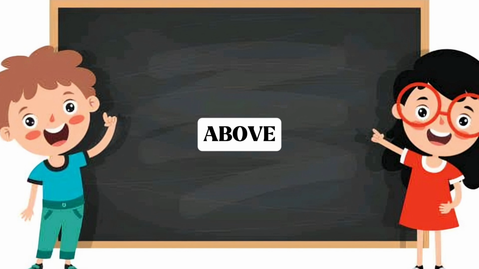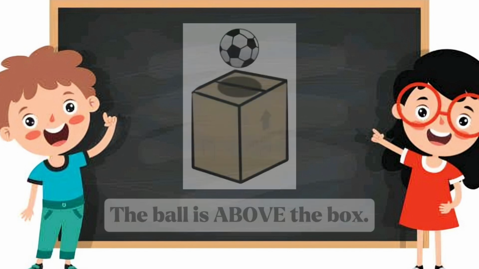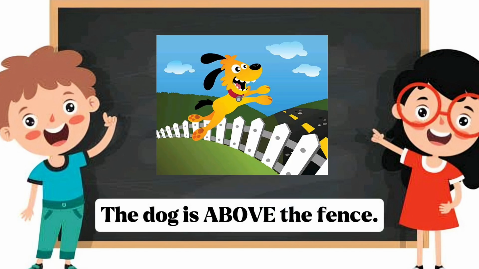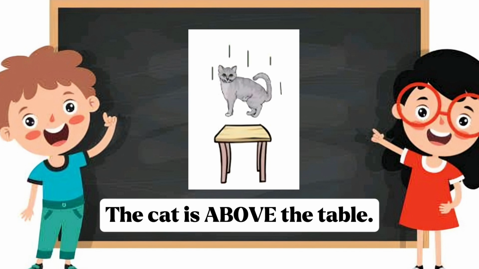Using above in a sentence. The ball is above the box. The dog is above the fence. The cat is above the table.